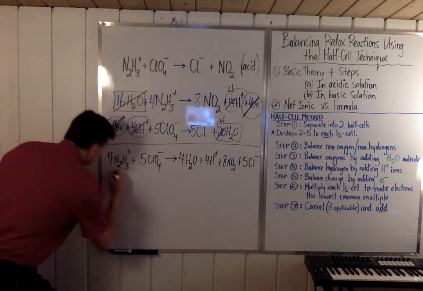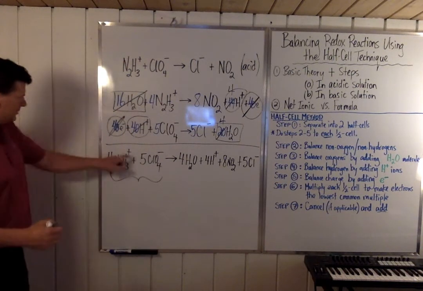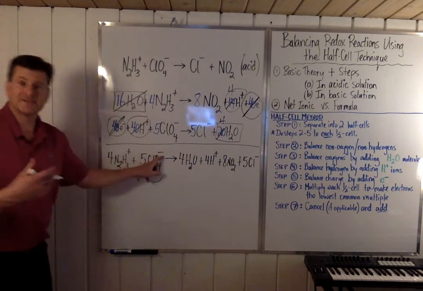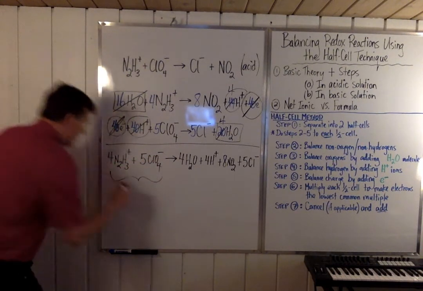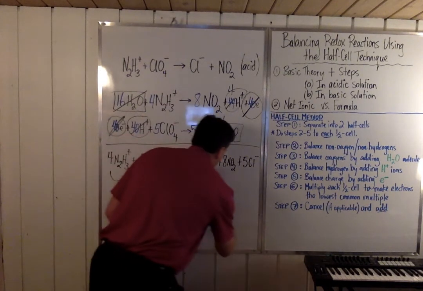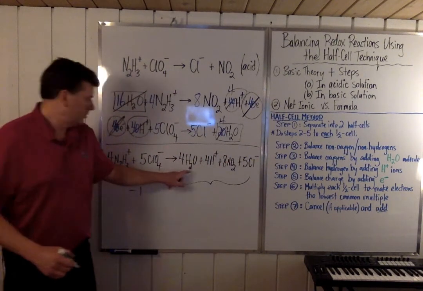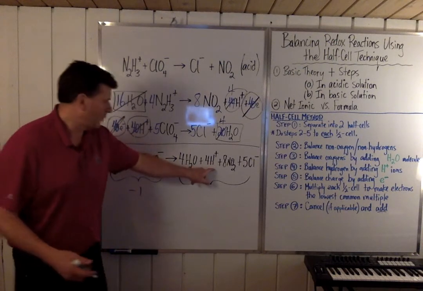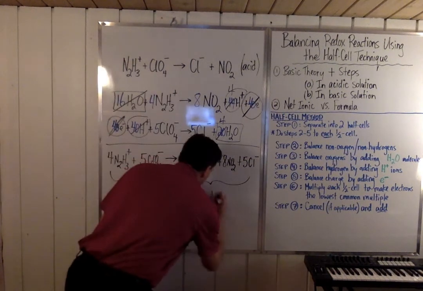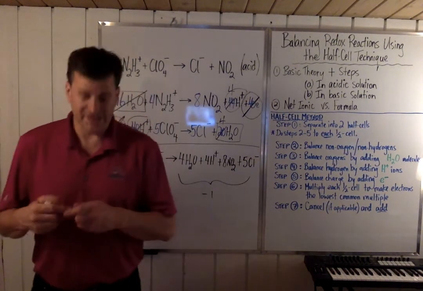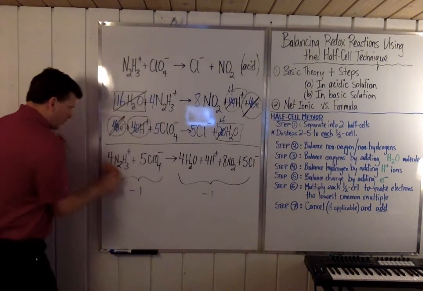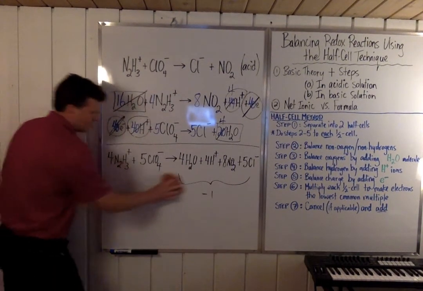So on this side, I've got 4 times plus 1, that's plus 4. 5 times negative 1, so that's negative 5. Negative 5 plus 4, that's negative 1. So the left-hand side is negative 1. Over on this side, neutral. 4 times plus 1, that's plus 4. Neutral. 5 times minus 1, that's negative 5. Well, that side's also negative 1. So charge is balanced. Negative 1, negative 1. Okay, that's a good sign. That means it's probably balanced because charge is balanced.